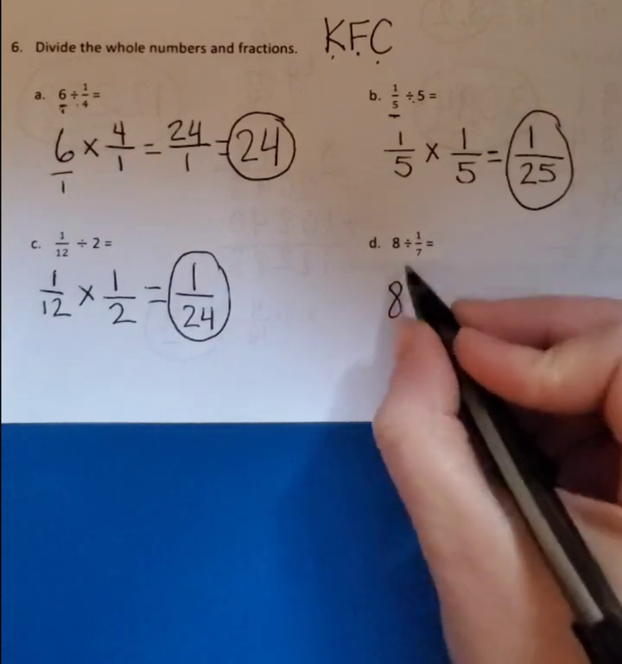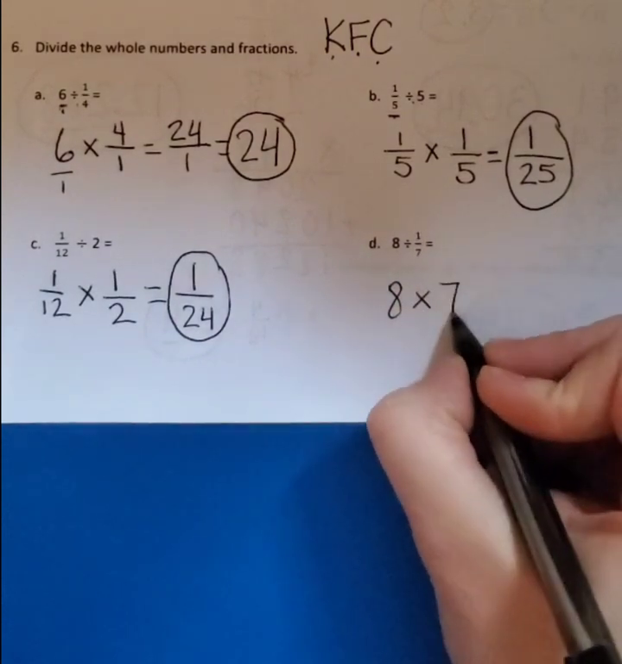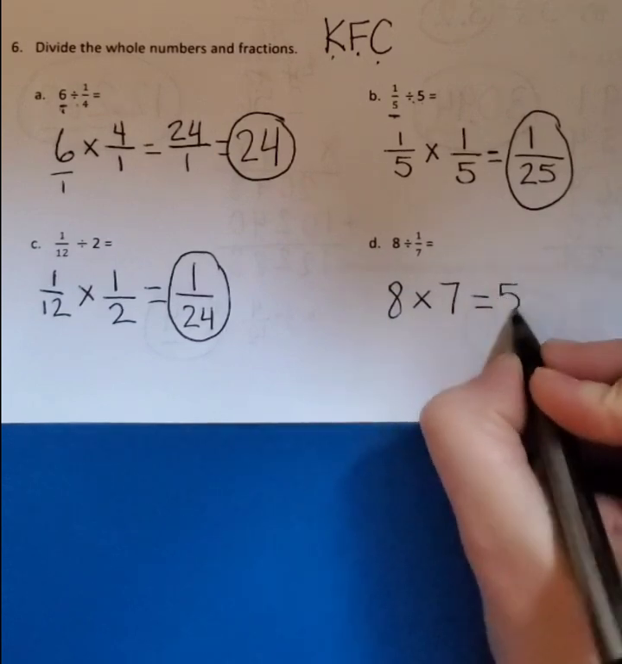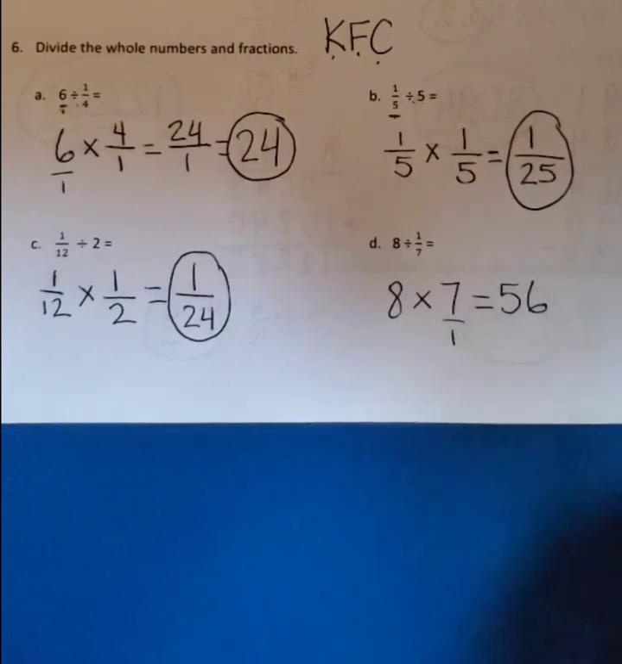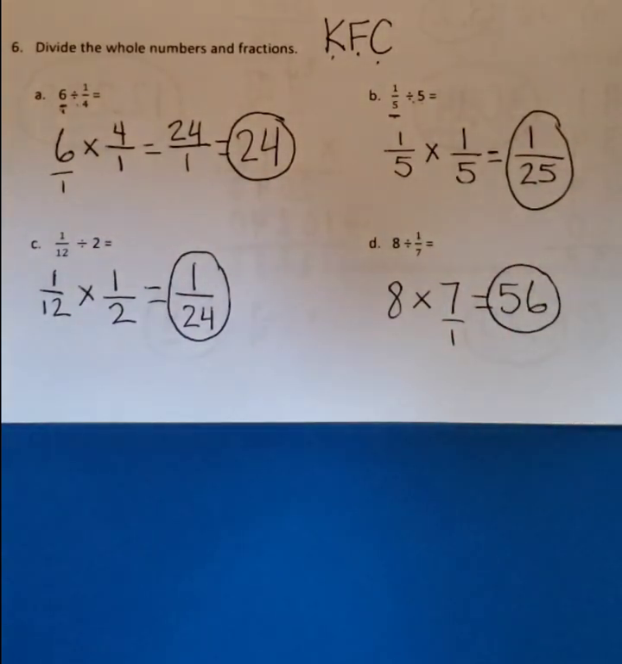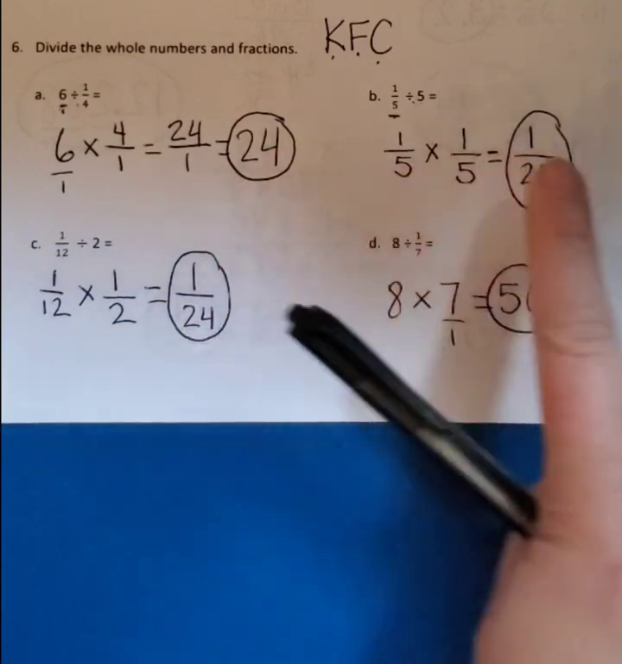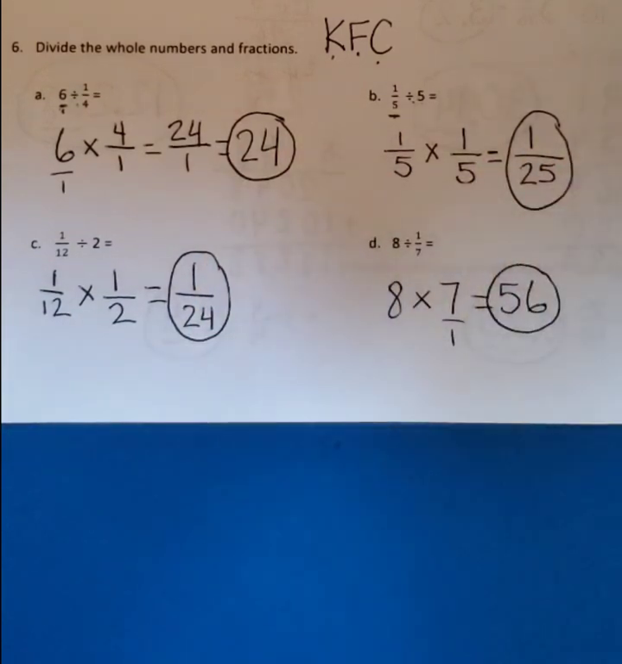And 8 is the number we're keeping. Multiply by the reciprocal of 1/7, which is 7. And that equals 56, because 7/1. Okay? 56. So again, if it starts with a whole number, your answer is a whole number. If it starts with a fraction, your answer is a fraction. Okay? Moving on to the last page. We're almost there.